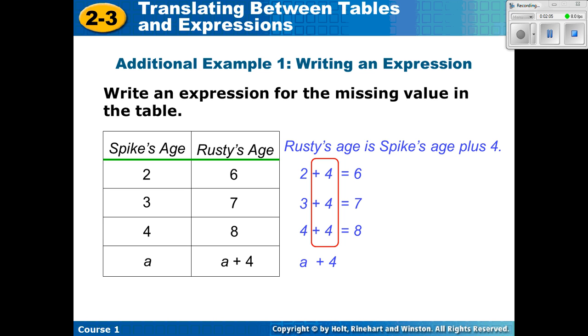In that way, if later on we get a question that says, if Spike's age is 10, how old is Rusty? Well, we'll know he's 14 because if Spike's age is A, it doesn't matter how old Spike is, we're always going to know what Rusty's age is because we have an expression, and it's going to be A plus 4.